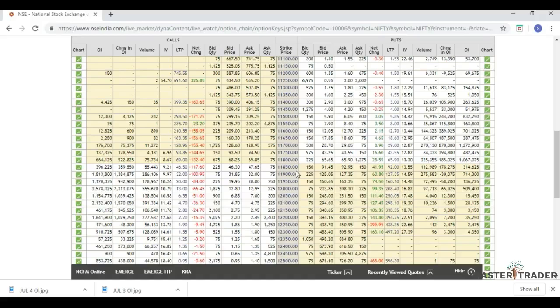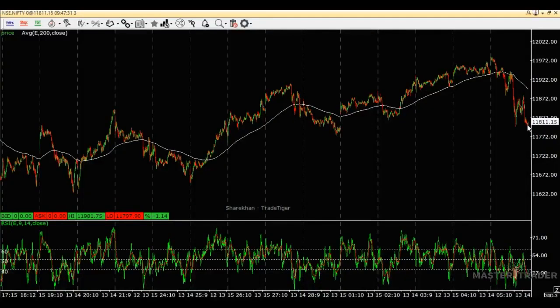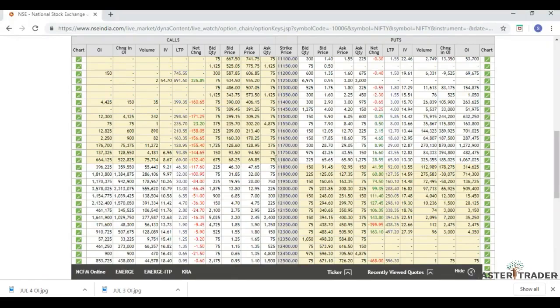So let's say Nifty is trading at what now? 11,811. So we want to look at the most recent strike price. This middle column shows all the strike prices: 11,750, 800, 850, and so on. Nifty is trading at 11,811, so you will always see the most recent strike price right in the center, right in the middle. That is what we want to focus on: what is happening nearby the strike price.